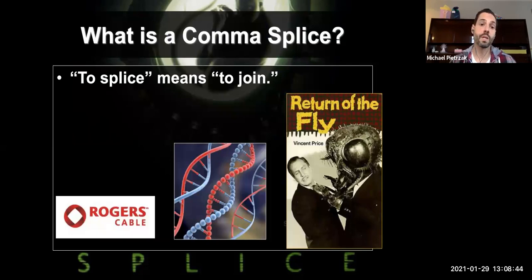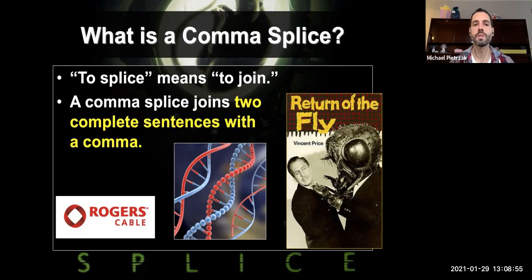What's a splice? Well, to splice just means to join two things. So if you're with Rogers Cable or you're doing DNA or you're in the movie The Fly, then you know all about splicing. It just means to join two complete sentences with a comma, okay? In this case, it's a comma splice.